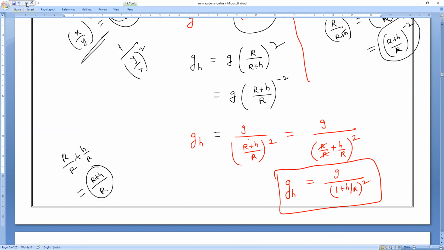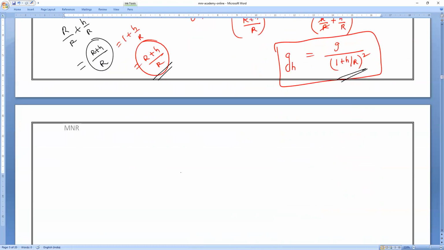So we can make it 1 plus H by R. 1 plus H by R means the same answer, R plus H by R, will come. That's all. Everybody clear? So this is the derivation for calculating the G value anywhere above the ground. Any problem, guys? Please respond.